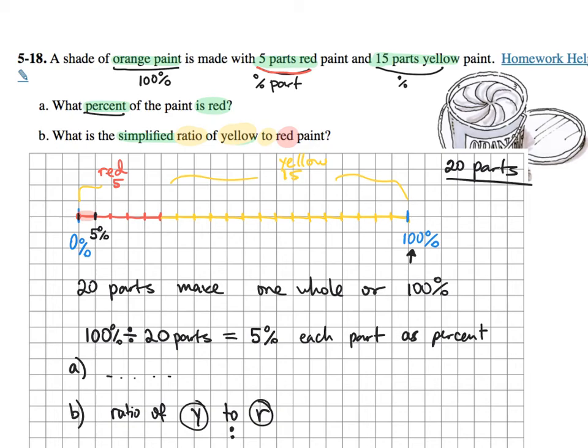How many parts are yellow? We have 15 yellow, and then compare it to 5 red. So that is the ratio. However, your job is to simplify, so go ahead and divide by a number that both of them go into and finish the problem.